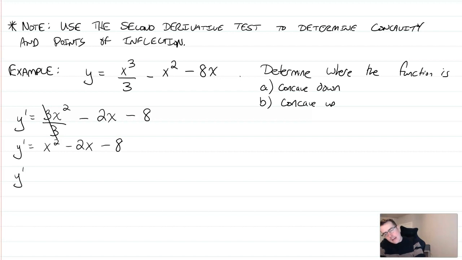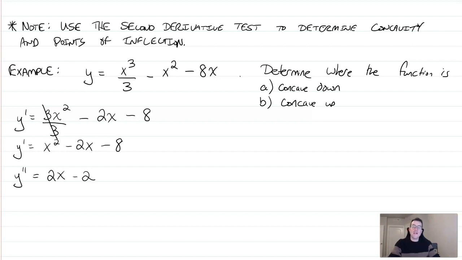Okay, so then let's do the second derivative. So second derivative, we're just going to take the derivative of this again. Okay, so if we take the derivative of this again here, derivative of x squared becomes 2x. Minus the derivative of 2x is just 2. And derivative of negative 8, derivative of a constant is just 0. So that's just going to disappear there.